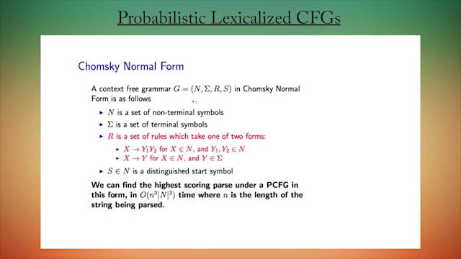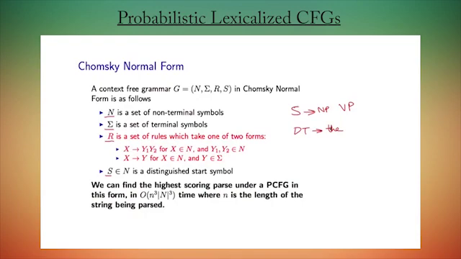So a CFG in Chomsky normal form consists of the following. N is a set of non-terminal symbols in the grammar. Sigma is a set of terminal symbols or words. We have S, which is a distinguished start symbol, which always occurs at the root of the tree. And then finally we have a set of rules R, and each rule in R must take one of two different forms. So it either has the form x goes to y1, y2, where all three elements x, y1, and y2 are non-terminal. So an example would be S goes to NP, VP. Or it consists of x goes to y, where x is a non-terminal and y is a word. So for example, DT goes to there.